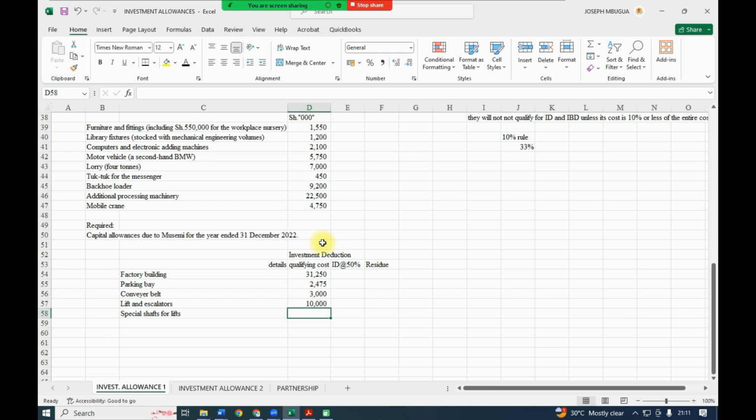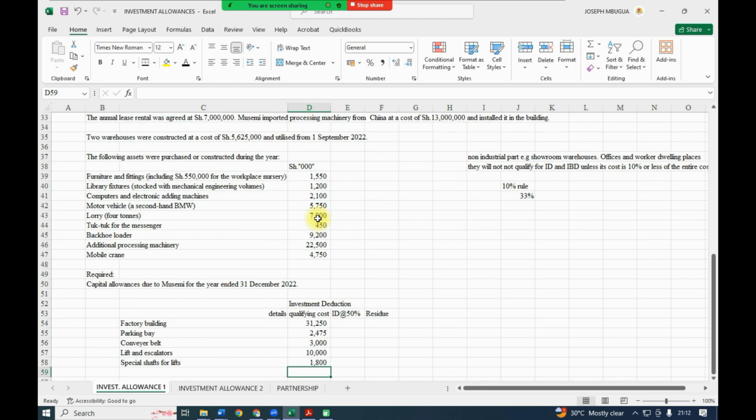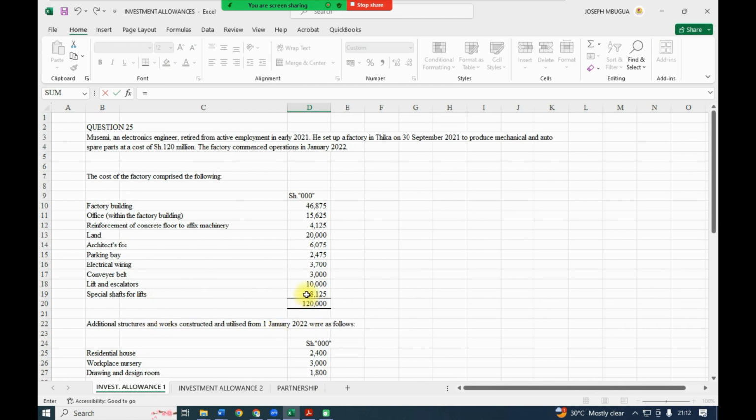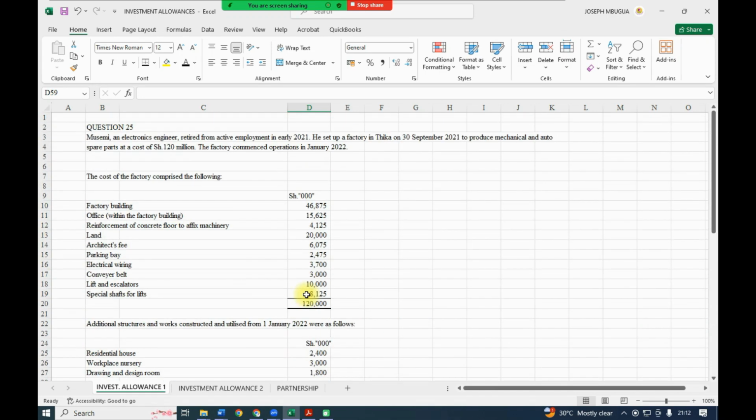The lifts and the what? The lift. This is wrong. The lift and the special shafts for the lift. They will go hand in hand. The lift and special shafts, they cannot be separated. Both of them work at the same time, the lift and the special shafts for this particular lift. So those, I think, are the items in the first balance that do qualify for ID, the factory.